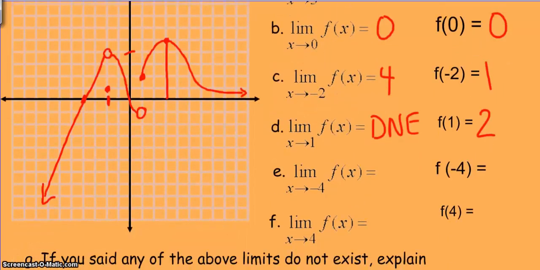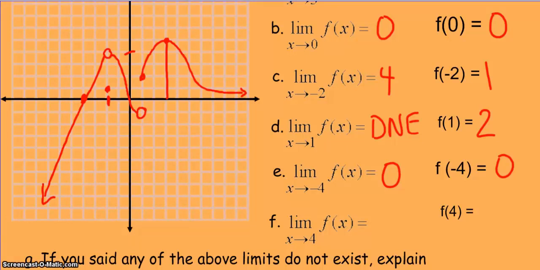Now we're going to look at the limit as x approaches negative 4. As we approach negative 4, we can see that the function is the same coming from either side. You're going to approach the same value, which is 0. And then f of negative 4 is also going to be 0.